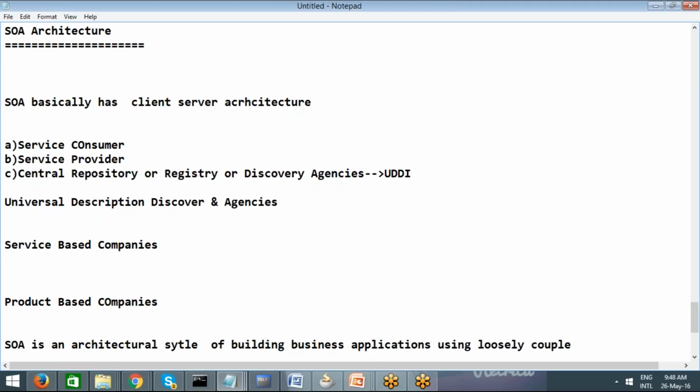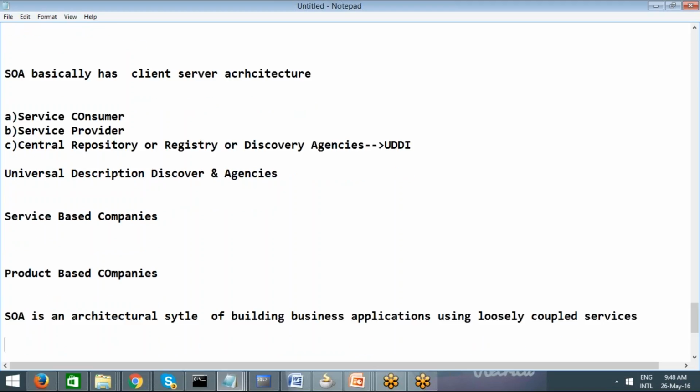Okay, what do we mean by loosely coupled? Loosely coupled means that these are independent, not interdependent. I'm extremely sorry. These are independent of each other. The services which we develop should be complete within themselves and they can be used at any place we want. So let's say I developed one service which is capable of sending notifications.